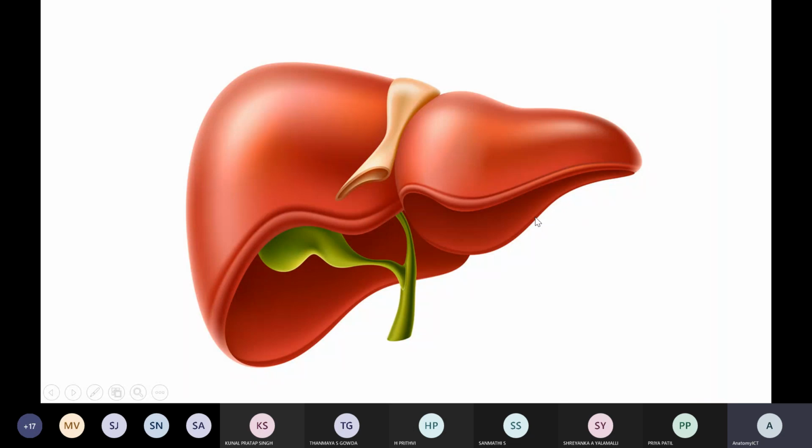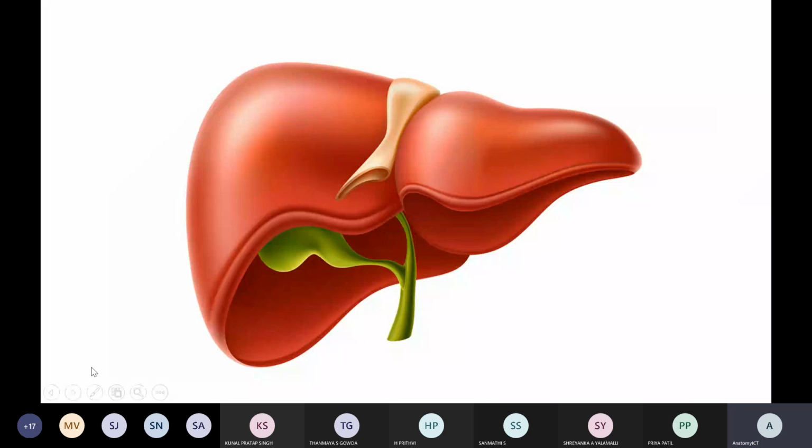It means mainly we have divided the surface. So this from here to here comes in relation to the diaphragm, so it is called the diaphragmatic surface, right? Whereas all this lower area is in relation to all the remaining viscera of the abdomen. That is the reason we call it the visceral surface.